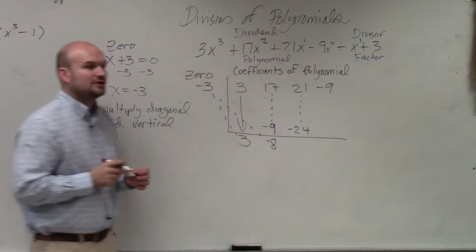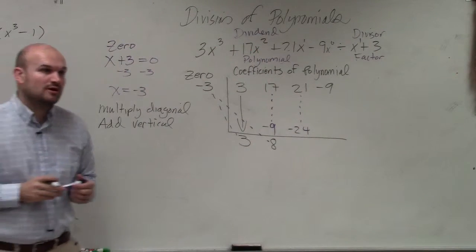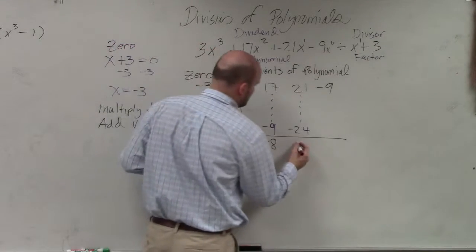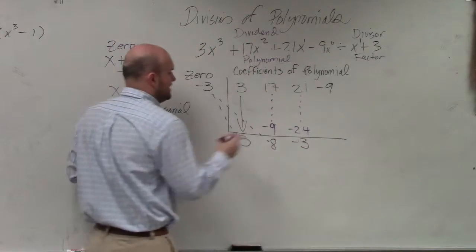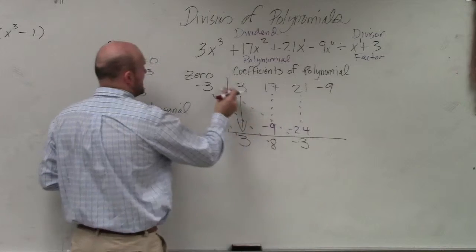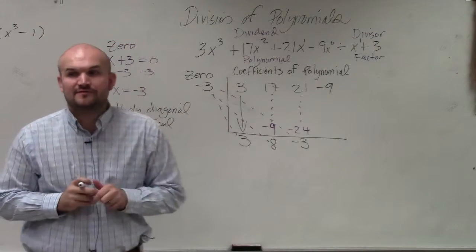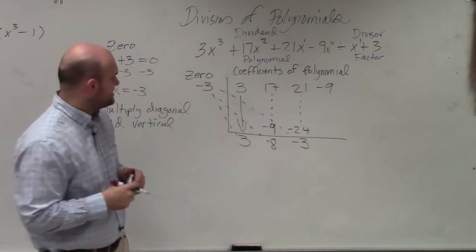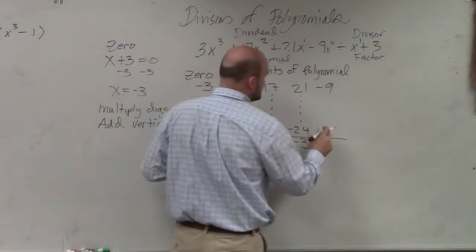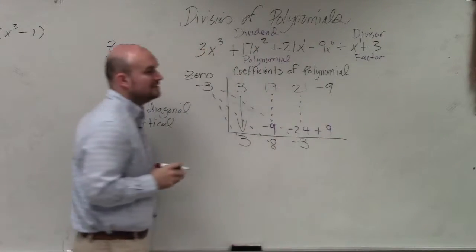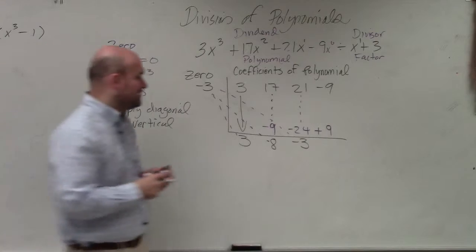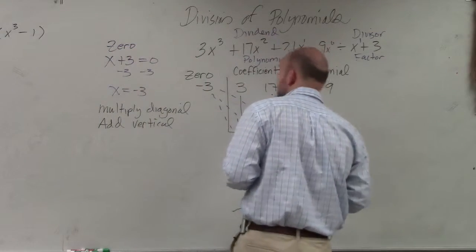Then we add vertical. 21 minus 24 is? Then we multiply diagonal. -3 times -3 is? +9. -9 plus +9 is 0.